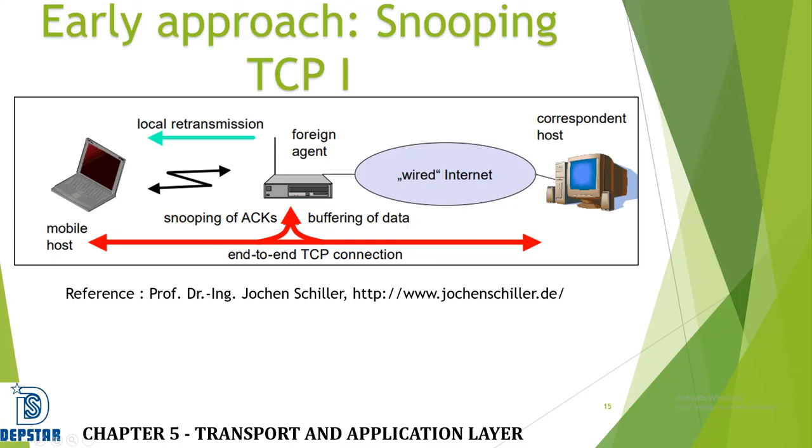Data transfer from the mobile host with destination correspondent host works like this: the foreign agent snoops the packet stream to detect gaps in the sequence of TCP. As soon as the foreign agent finds a missing packet, it returns a negative acknowledgement to the mobile host. The mobile host will now retransmit the missing packet.